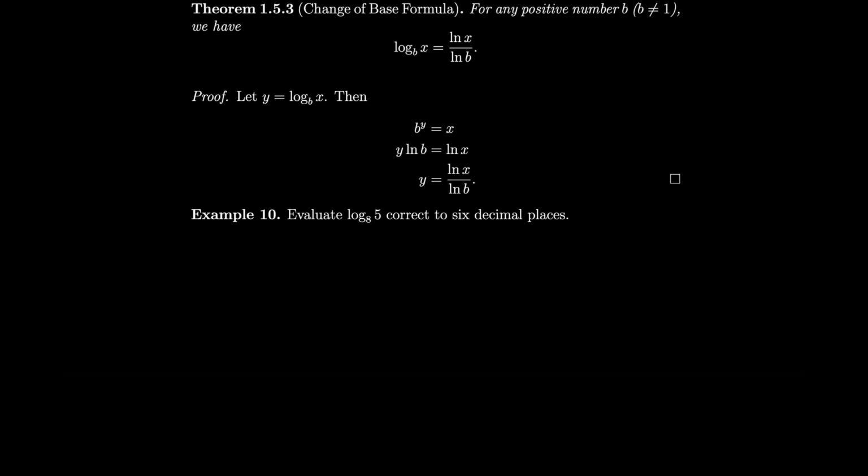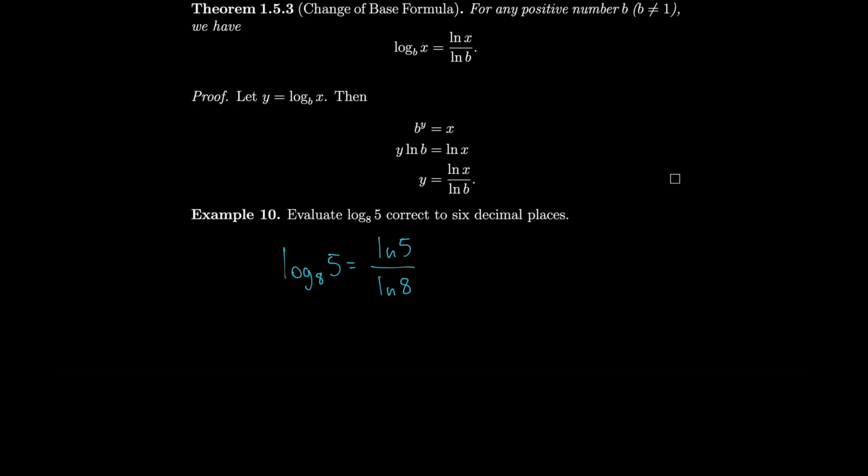This means that we can use a calculator, because calculators often don't have different bases that you can put in, but they almost always have an ln button if it's a scientific calculator. So we can evaluate log base 8 of 5 by writing log base 8 of 5 is equal to ln of 5 over ln 8. And now we don't have to plug in any log base 8s into our calculator. We can just plug in ln 5 and ln of 8.